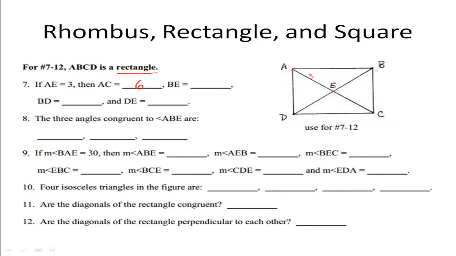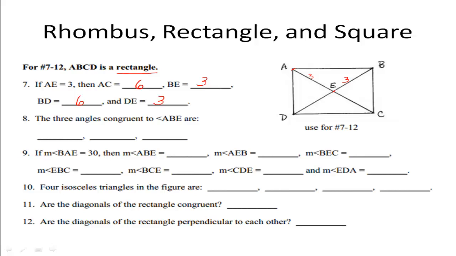For BE, the same thing. I know the diagonals are congruent. So if AC is 6, BD has to be 6, making BE equal 3 also. And BD we said is 6. DE, which is half of the diagonal, is 3. Okay? Now, let's skip to question 9.